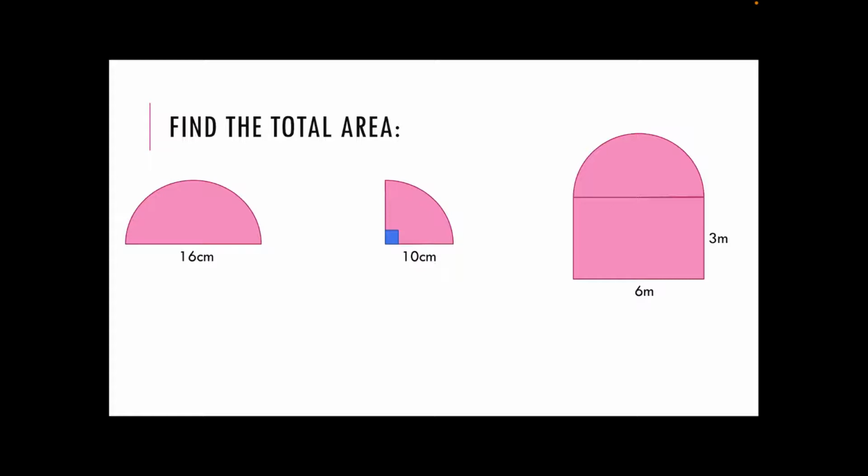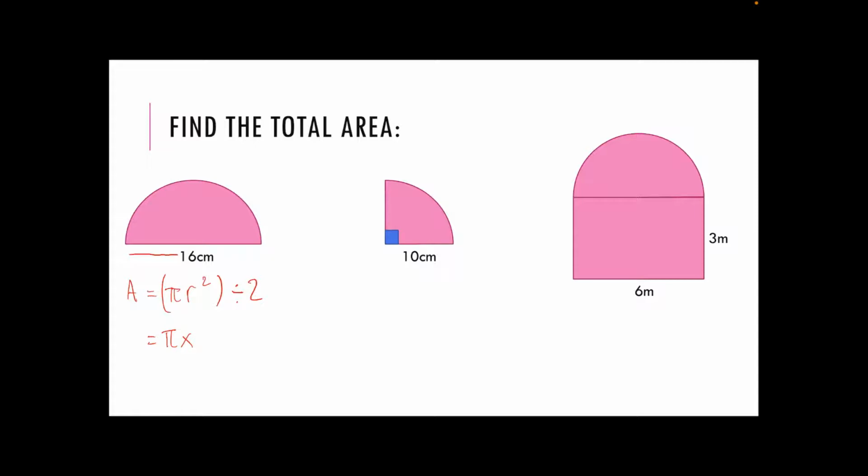Okay, now we need to find the total area of these shapes. So the first thing we've got here is a semicircle. So our area of a full circle is pi r squared, but we know that a semicircle is half of our full circle, so we are going to divide by 2. What we are then doing is pi times our radius squared.